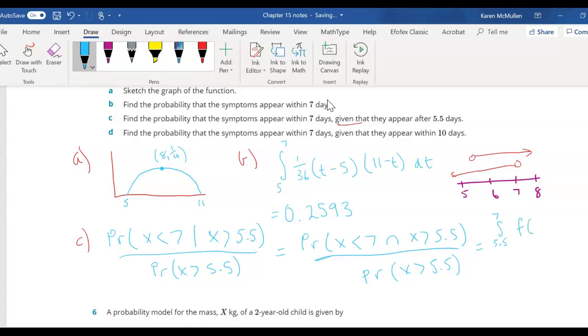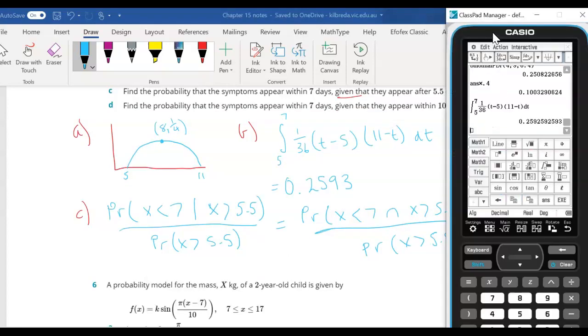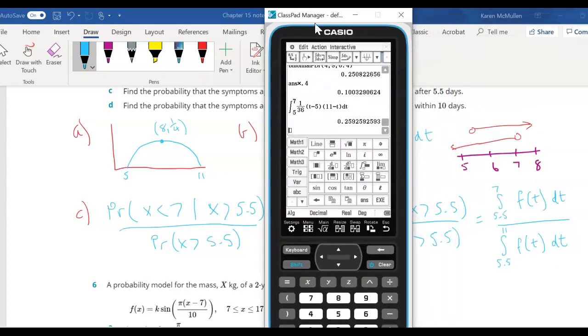So I'm just going to write f of t dt over the probability that x is greater than 5.5. So we're going from 5.5 and the maximum is 11, f of t dt. And we'll just do that on the calculator. All right, so I'll just move the calculator over so we can see both screens. Now, it is a fraction, so I'm just putting the fraction in and then the definite integral.